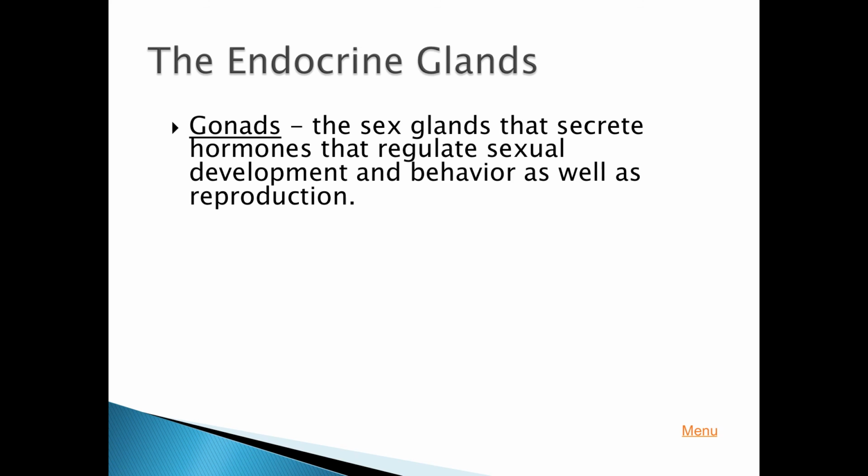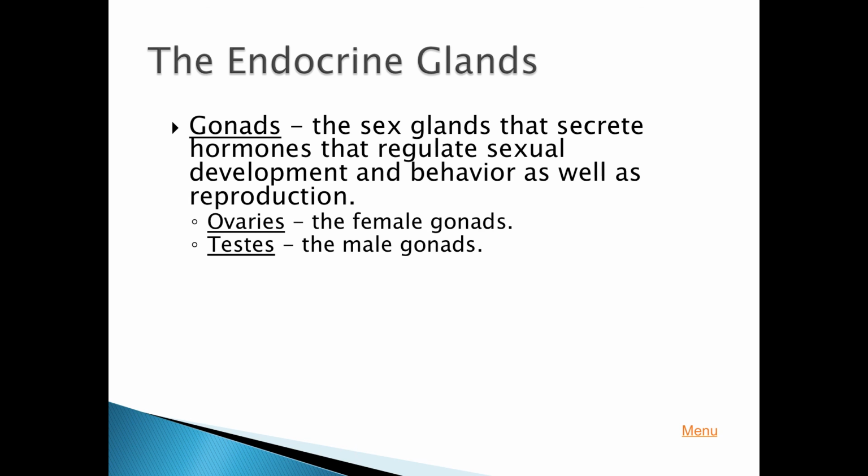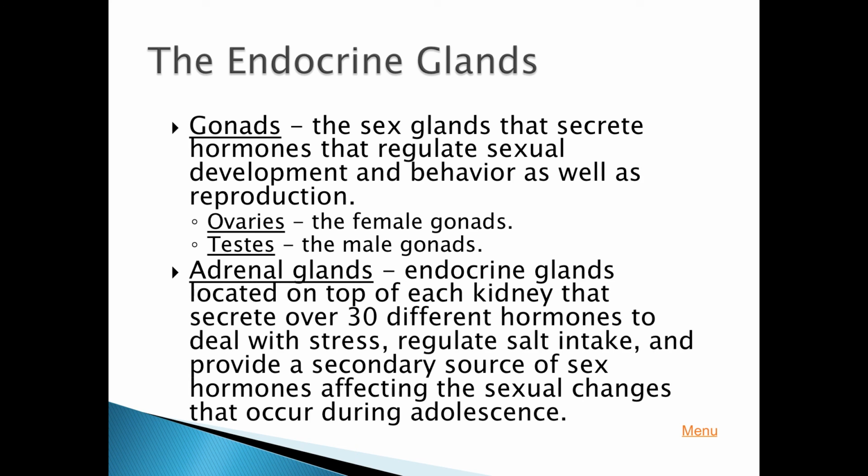Gonads, the sex glands, secrete hormones that regulate sexual development and behavior, as well as reproduction. For women, it's the ovaries. Obviously, for men, it's the testes. The adrenal glands sit on top of the kidneys, and they secrete over 30 different types of hormones. These different hormones deal with a wide range of things. They deal with stress. They can help regulate salt intake for people, and they provide a secondary source of sex hormones, affecting sexual changes that occur in people during adolescence. Right? Hormones.